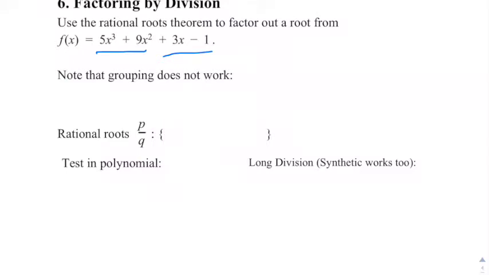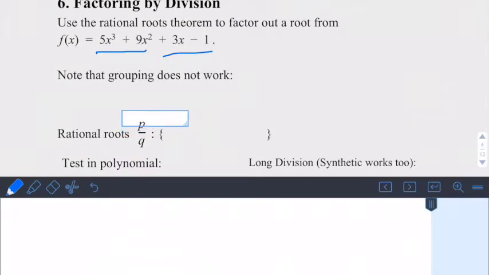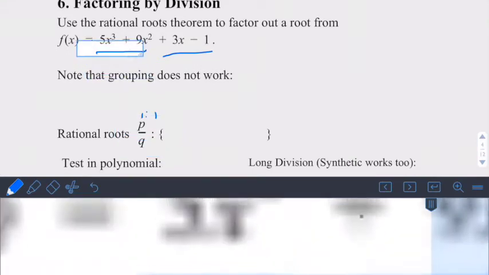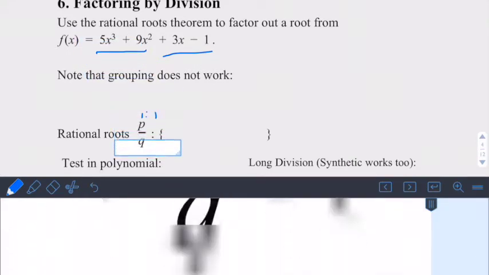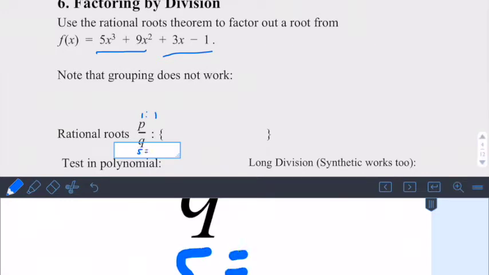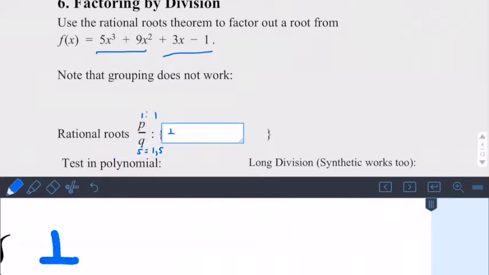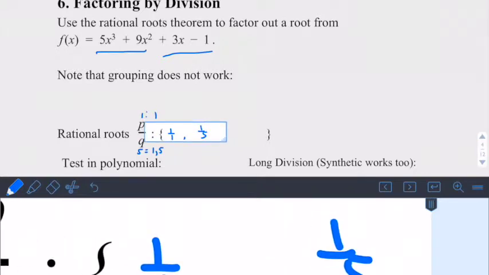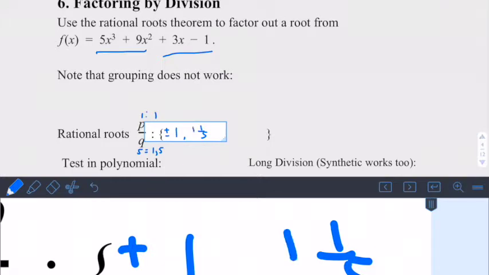So we have factors of our constant term p. Well, our constant term is 1. So factors of 1 are just 1, and then divided by factors of our leading coefficient, 5. Well, the factors of 5 are just 5 and 1. So when we go to do our fraction, we can say 1 over 1 or 1 over 5. And 1 over 1 is just 1, aka plus and minus 1, plus and minus 1 over 5.